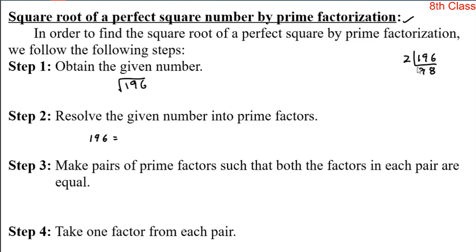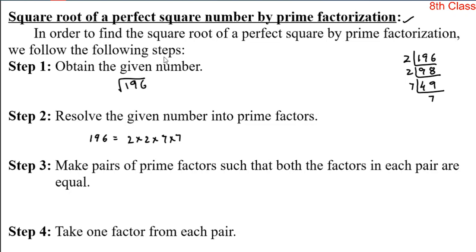98 times. And this 98 is again divisible by 2. How many times? 49 times. And this 49 is divisible by 7. How many times? 7 times. And 7 is a prime number. So let's stop here. And the prime factorization of 196 is 2 into 2 into 7 into 7.